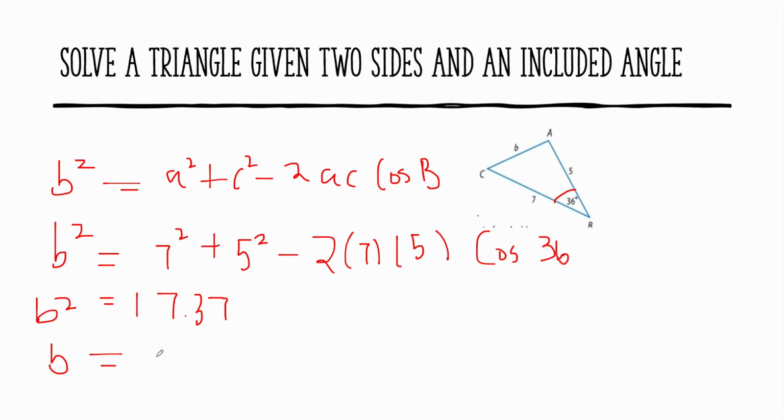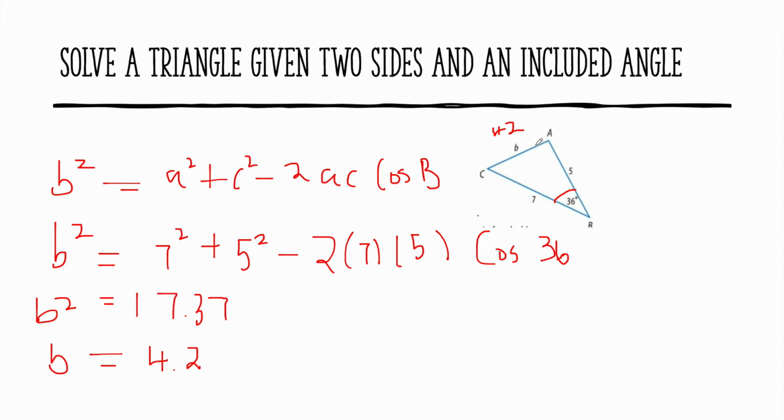This will give you the square root of 17.37. This will give you 4.1. So you can just say 4.2 because it's rounded. 4.2. So our side is 4.2. Now we have all the sides here.